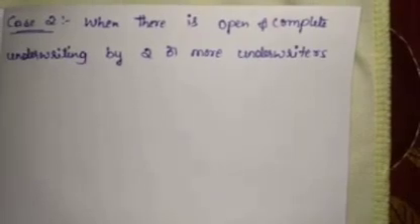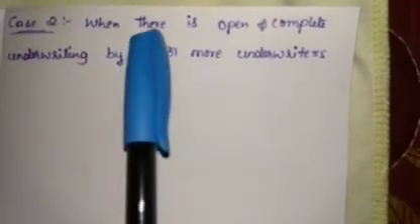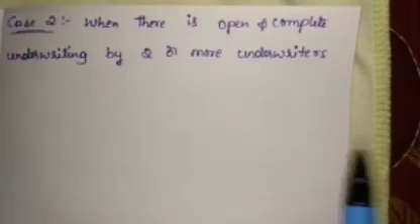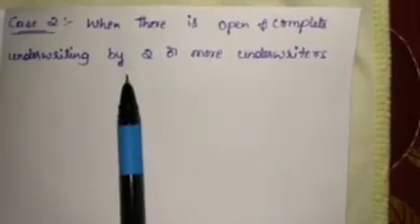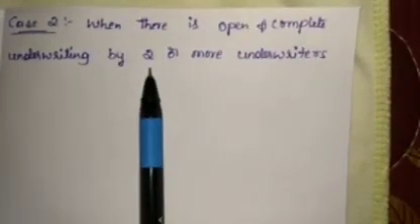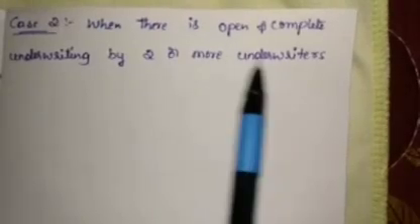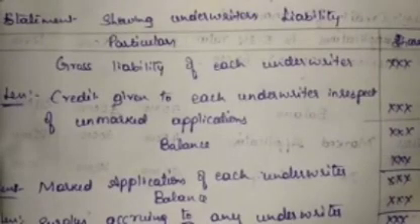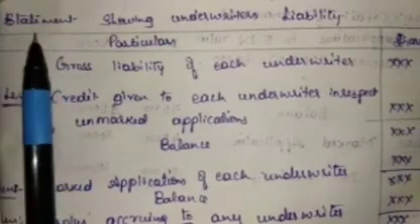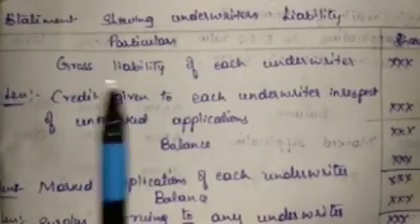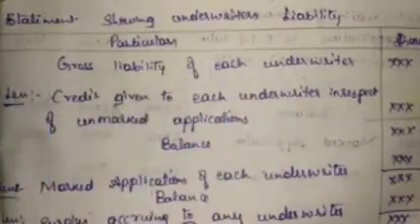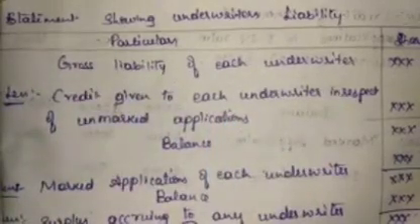The second circumstance is when there is open and complete underwriting by two or more underwriters. That is, if the whole of the issue is underwritten by many underwriters, how to calculate the underwriters' liability? We'll see with the help of a specimen. Here is a format. Statement showing underwriter's liability. First we have to take the underwriter's gross liability, that is the gross liability of each underwriter.